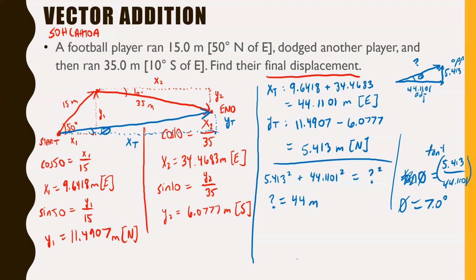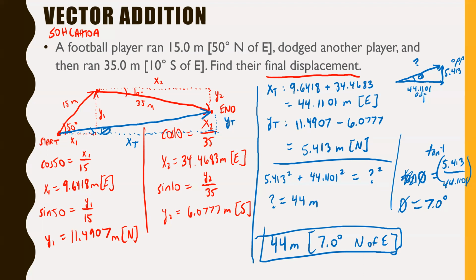So long story short, just to get my answer all well and good, the final displacement is 44 meters at an angle of 7.0 degrees, and that would be north of east, because they went east and then north, so north of east. Whew.